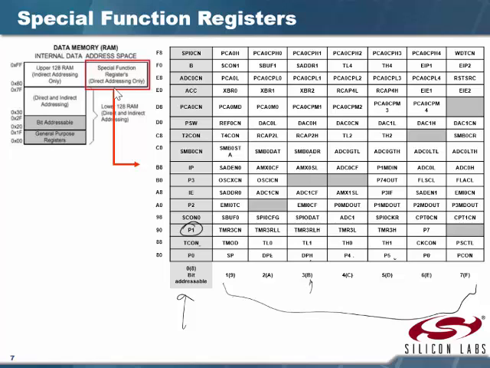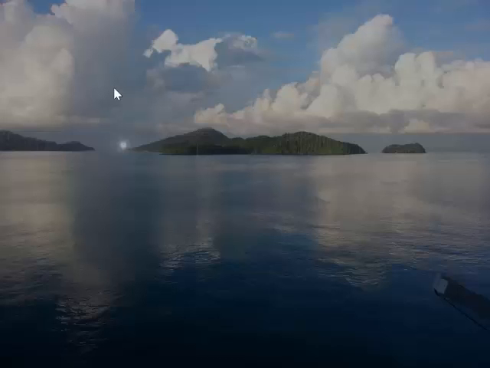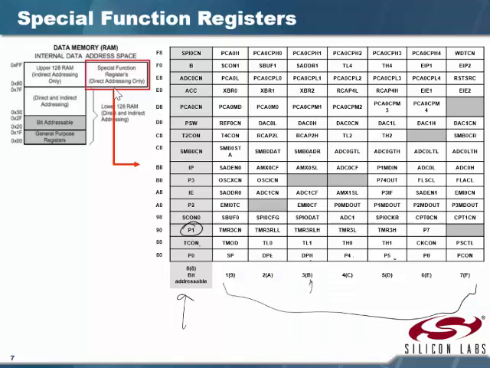So let me just point out a couple of them here. Let's look at these two right here. Look at those two right there. That's TL2 and TH2.